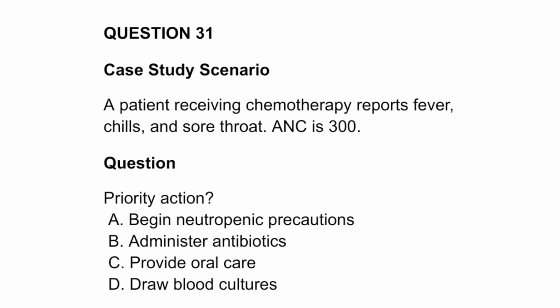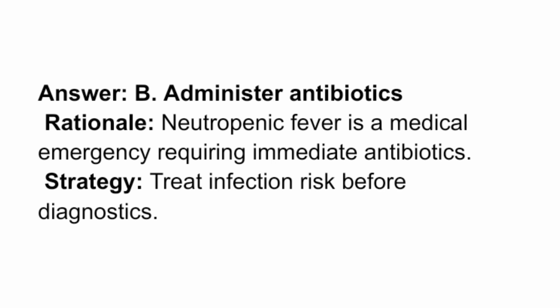Question 31. Case study scenario. A patient receiving chemotherapy reports fever, chills, and sore throat. ANC is 300. Question: priority action. A. Begin neutropenic precautions. B. Administer antibiotics. C. Provide oral care. D. Draw blood cultures.